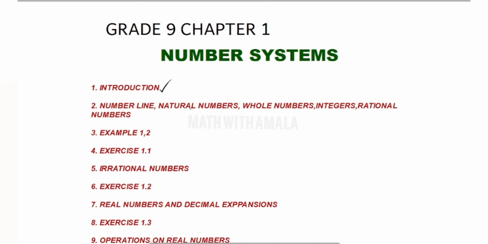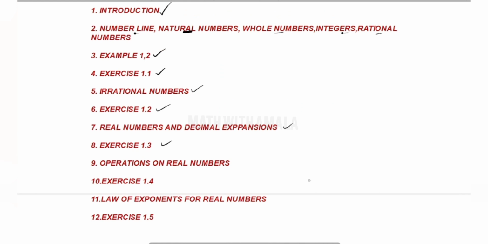Let's start grade 9, chapter 1 number systems. I have divided the chapter into 12 parts. Each content will be explained in each part in detail. So let's move to the first introduction part of this chapter, number system. Introduction says about the numbers which consist only 10 digits. A world of numbers is created with just 10 digits.